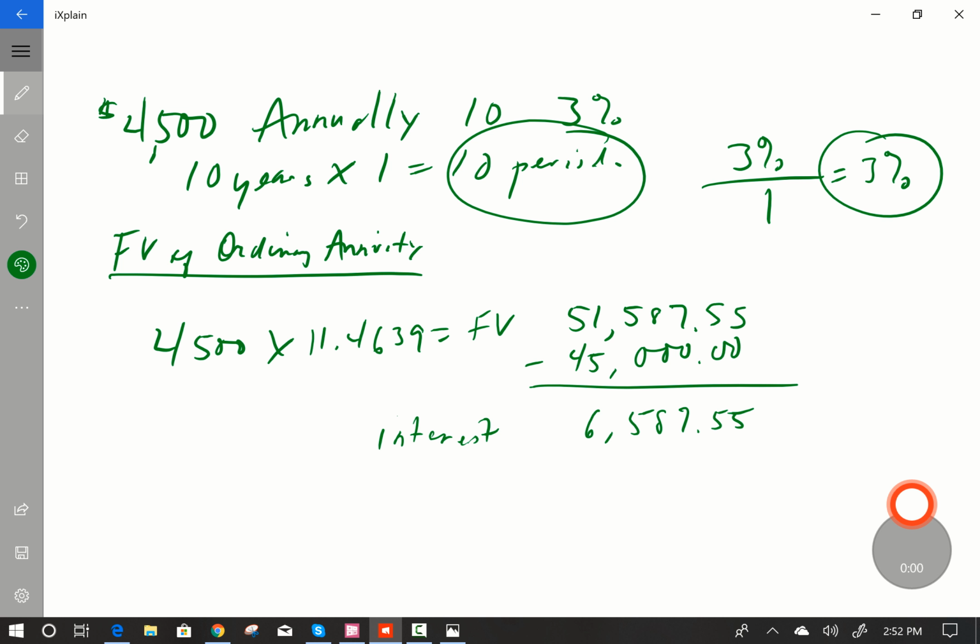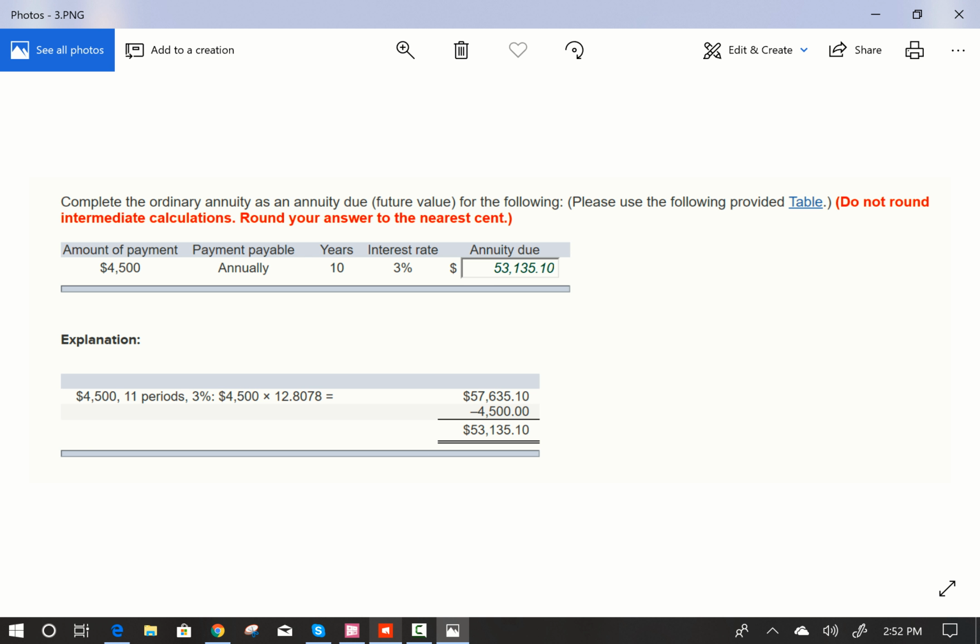Each one of those deposits in number 1 were deposited at the end of the year. With the annuity due that we're getting ready to do right now, this $4,500 is being made at the beginning of the year, at the beginning of the period. This is based upon a payment that's payable annually, so it's done at the beginning. Remember, number 1 is done at the end.